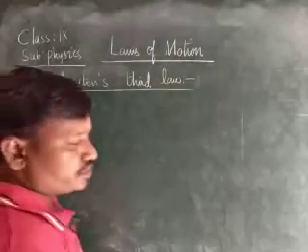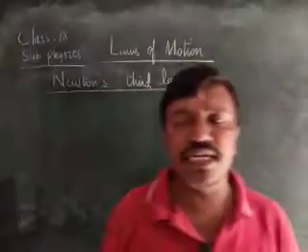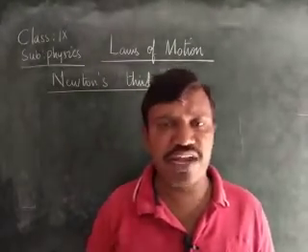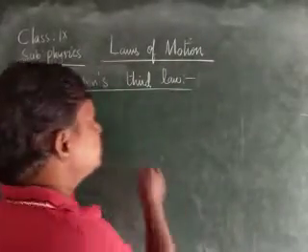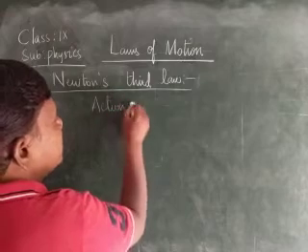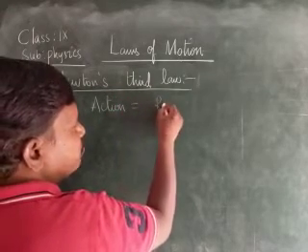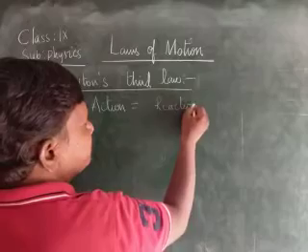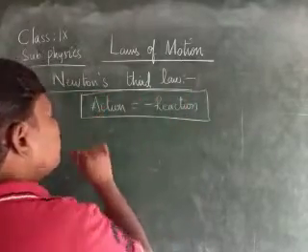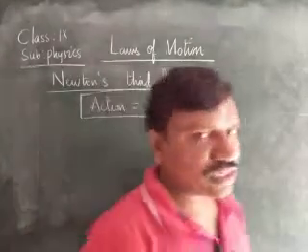What is Newton's third law? Newton's third law says that for every action there is an equal and opposite reaction. Action is equal to minus reaction. Action is equal to the reaction, but it is in the negative direction. For every action there is an equal and opposite reaction.